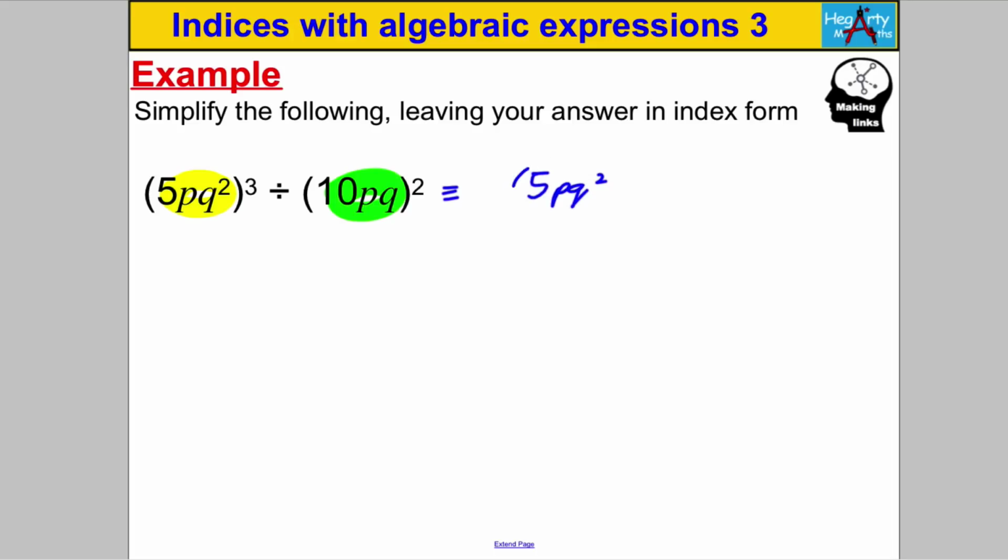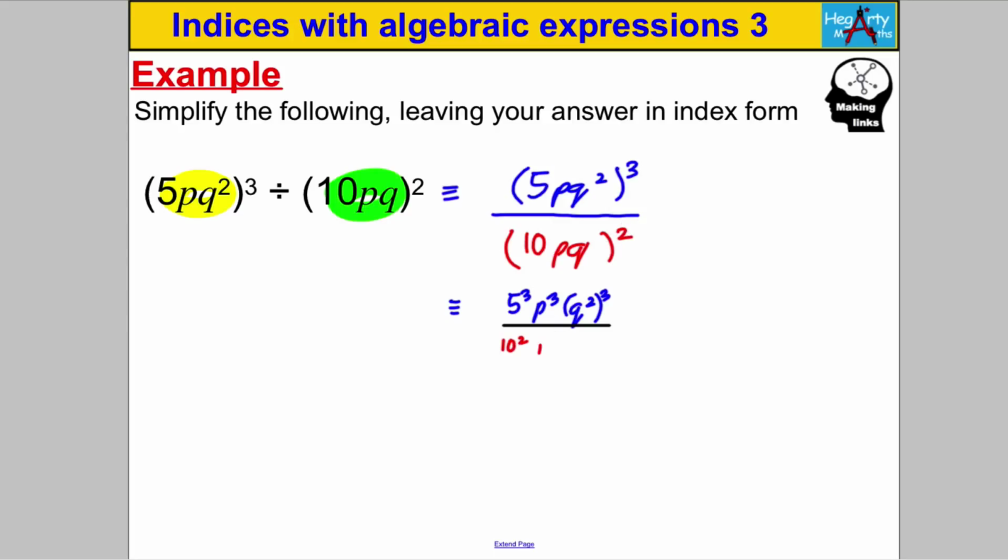5pq squared all cubed divided by 10pq all squared. Now before we try and do the division, we should expand or simplify the numerator and denominator. Let's try and do that. We can do that by saying 5 cubed, then p cubed, and then q squared cubed. We better write the q squared with a bracket around it to remind us to cube it. And then we're dividing that by the 10 gets squared, the p gets squared, and the q gets squared.